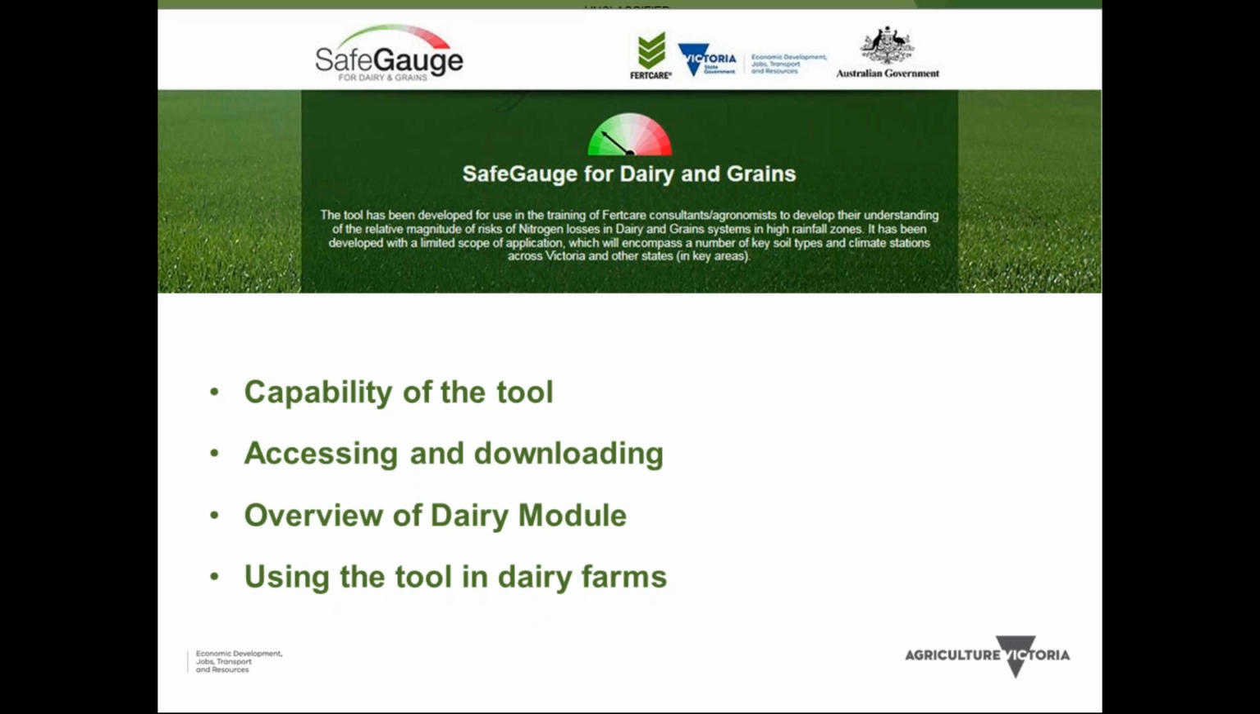So the tool assists in calibrating the advisors' ability to identify high-risk nitrogen loss situations in dairy and cropping within high rainfall zones. Basically, it allows comparison of nitrogen loss risk across different locations, fertilizer application, and other animal and pasture or cropping management strategies.